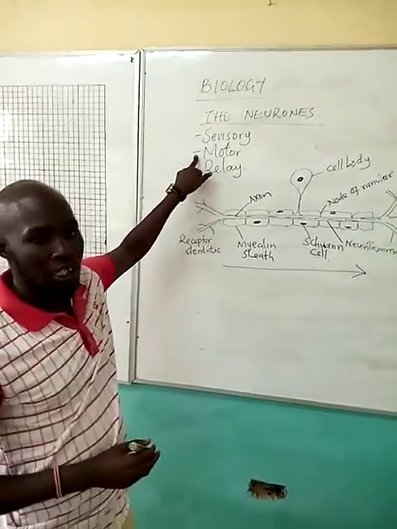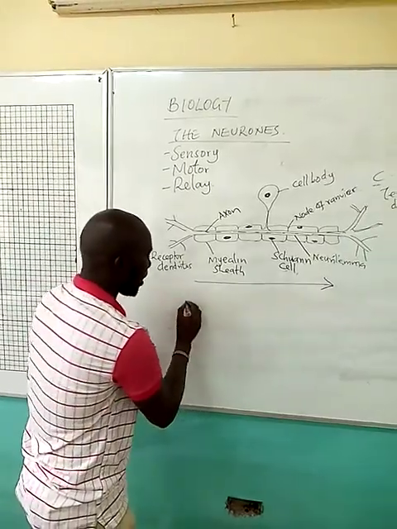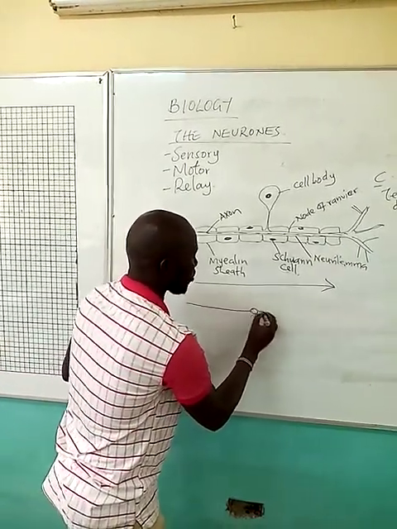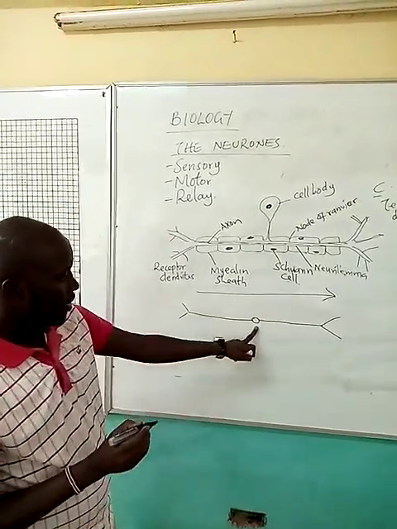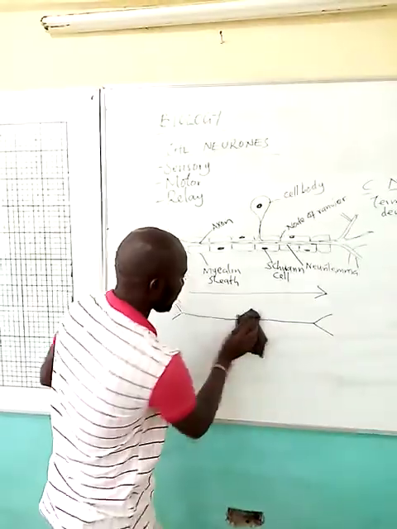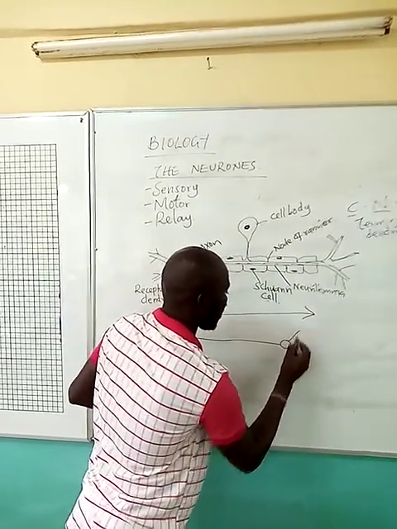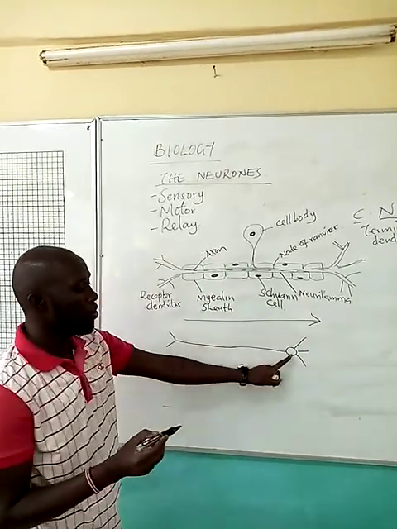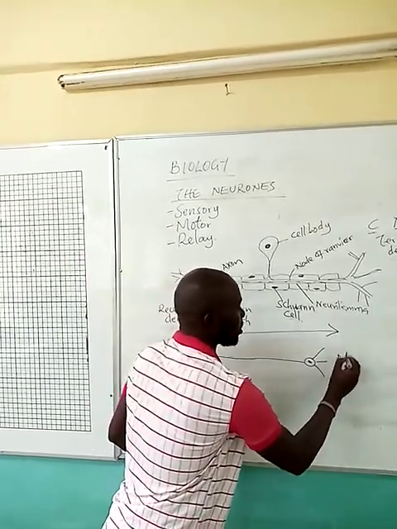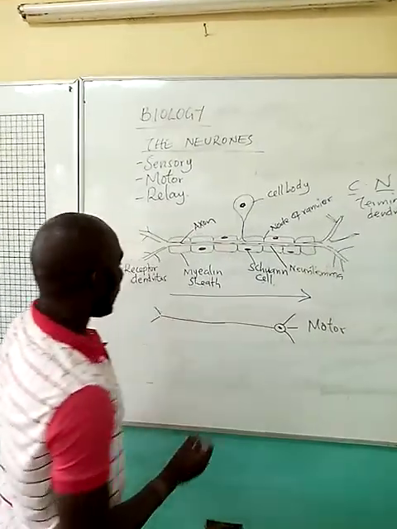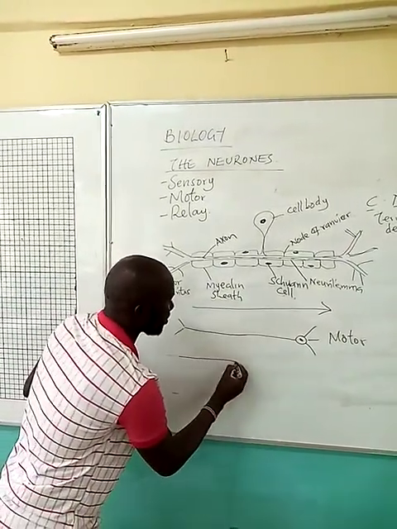When we come to a motor neuron, we have its cell body. The motor neuron has its cell body at one end. So this is the cell body at one end. So this is a motor neuron. When we come to the relay neuron, the cell body is within.